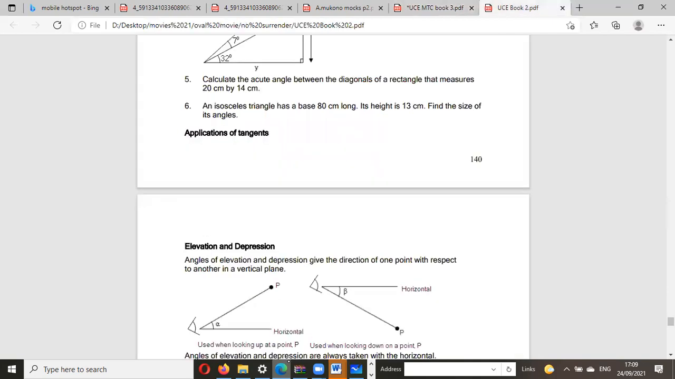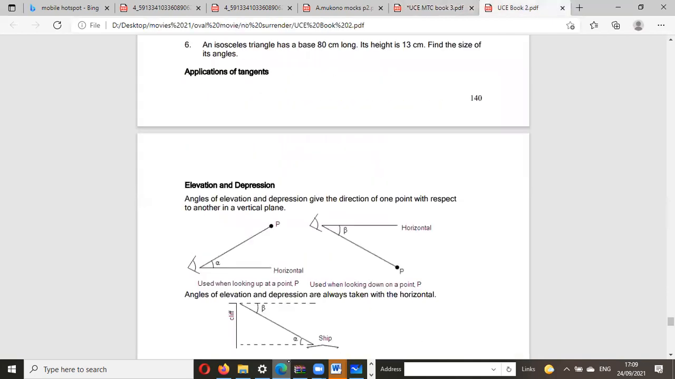Applications of trig functions. When we say applications, I see those things down there: elevation and depression. So look at applications. When you want to see someone above, you elevate your head. When you want to see someone who is below, you do what we call depression.